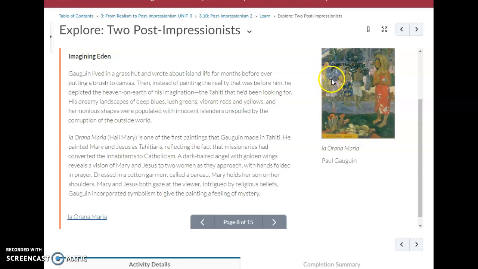So here we have the dark-haired angel, the two women approaching that are clasping their hands in prayer. And we have the Tahitian version of Mary and Jesus. Missionaries had come to Tahiti and converted the inhabitants, the people who lived there, to Catholicism, so the Catholic religion. So he's reflecting the fact that these Western missionaries had come here and converted the people who lived in Tahiti to Catholicism, but he's still keeping their sort of simple island life in the way that he painted them.